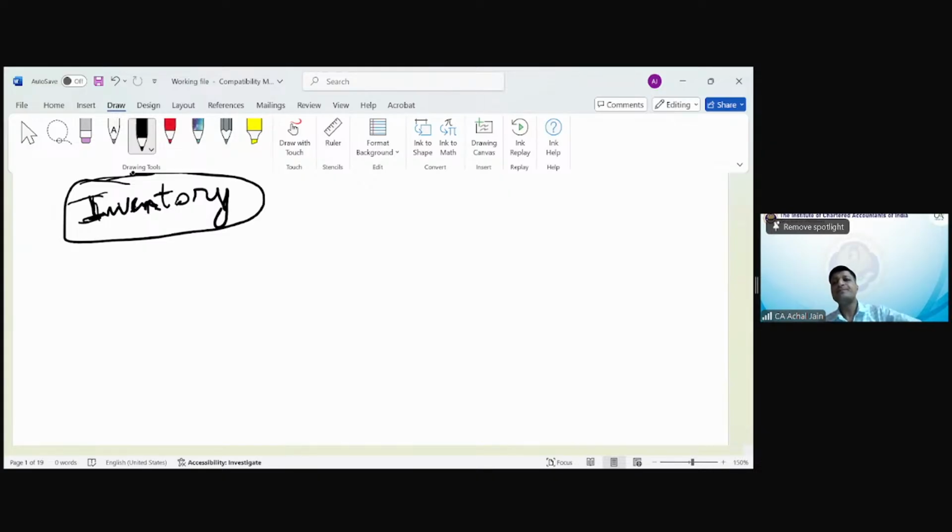Yes, quickly. Your thoughts on this, on inventory. We will explain the audit procedures which are required to be performed on inventory.